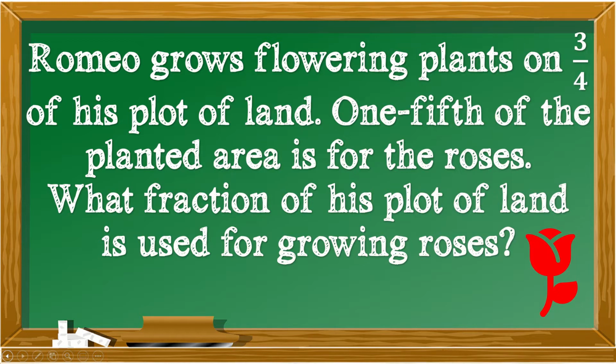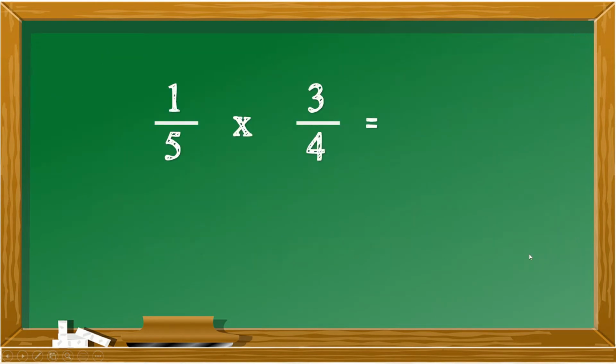Romeo grows flowering plants on 3/4 of his plot of land. 1/5 of the planted area is for the roses. What fraction of his plot of land is used for growing roses? So we are going to use multiplication for this problem. We are going to multiply 1/5 by 3/4.